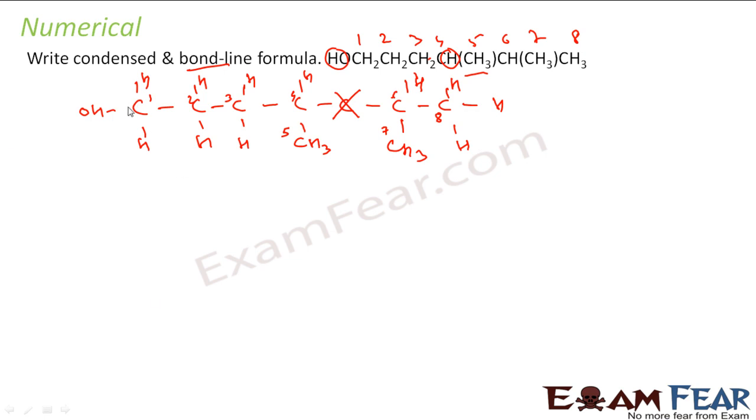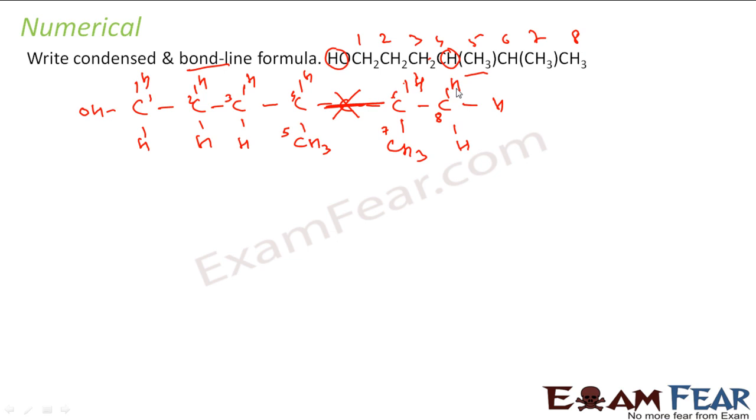Let me check if I have done it correctly, and if all the carbons have 4 bonds. This carbon has 1, 2, 3, 4 bonds. This carbon has 4 bonds. This carbon has 4 bonds. This carbon has 4 bonds. This is straight now here. This has 4 bonds. This carbon has 4 bonds. All the carbons have 4 bonds now.